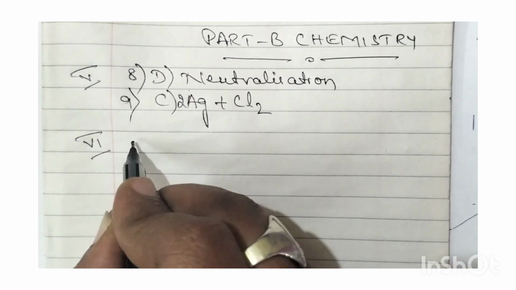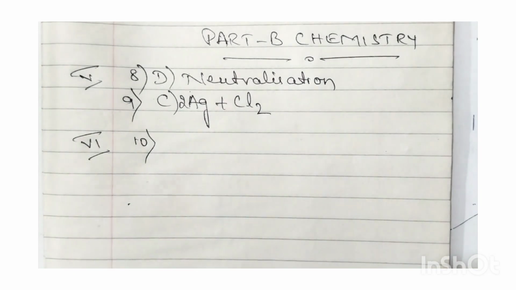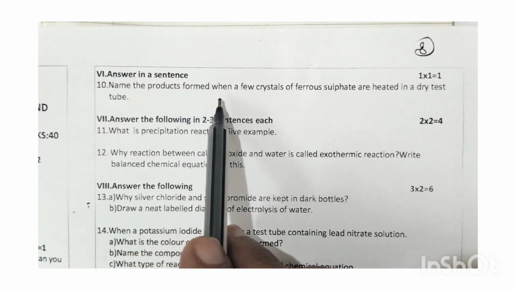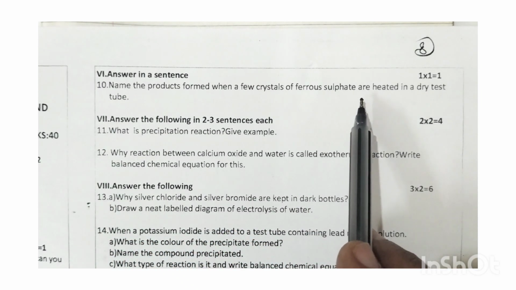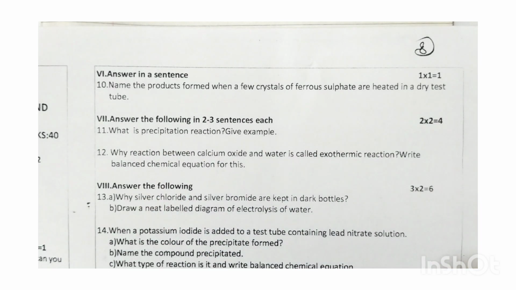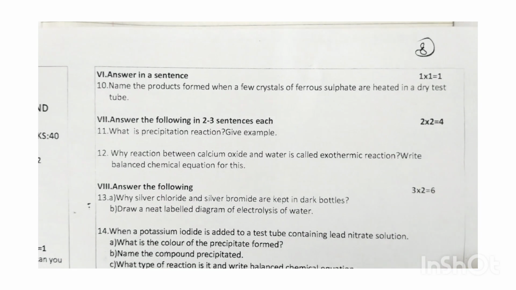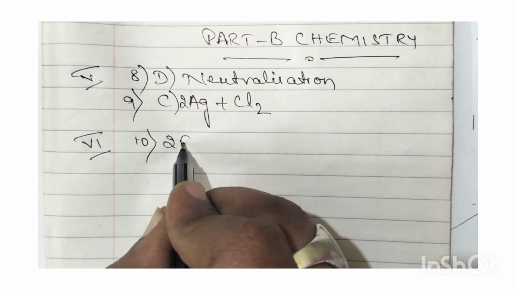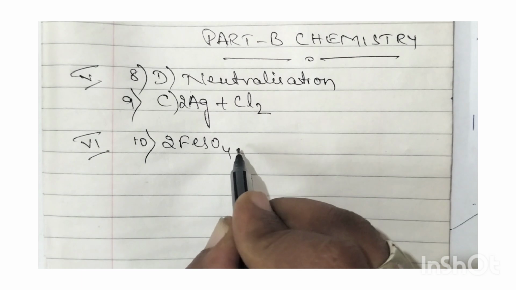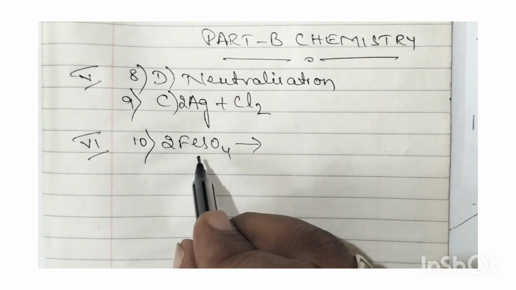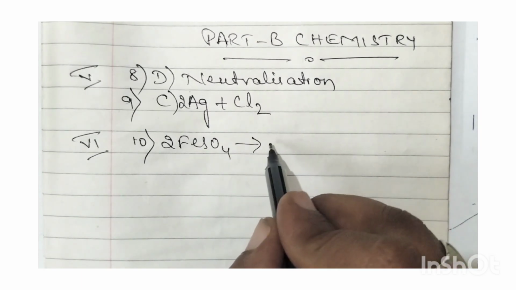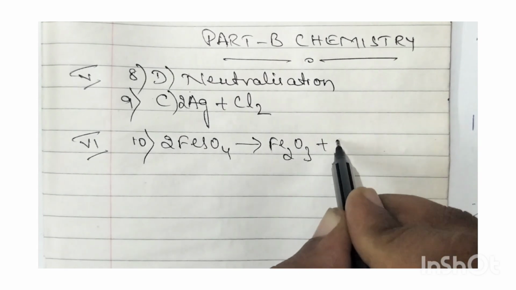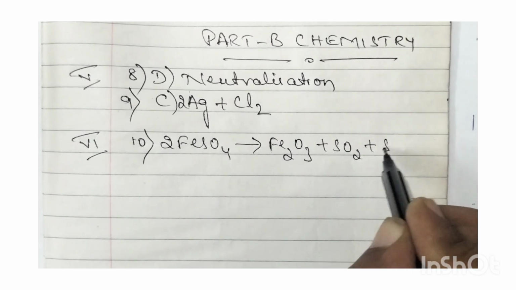Now let us move to the sixth main, that is the 10th question. Name the product formed when a few crystals of ferrous sulfate are heated in a dry test tube. They are asking what products we get when ferrous sulfate is heated. So let us heat it. 2FeSO4, these are ferrous sulfate crystals which are green in color. Now if we heat it, we will get Fe2O3 plus SO2 plus SO3.